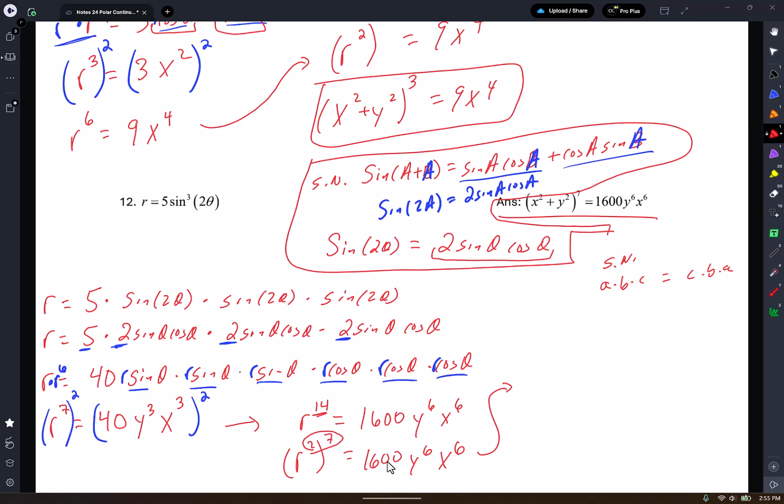What is r squared, guys? That's what I'm gonna put in there: x squared plus y squared. What power? 7th. There it is. Equals 1600 y to the 6 x to the 6. This is about as tough as it gets. It doesn't really get any tougher than this, at least right now at this level. So if you can do this, you should be able to take care of pretty much any question.